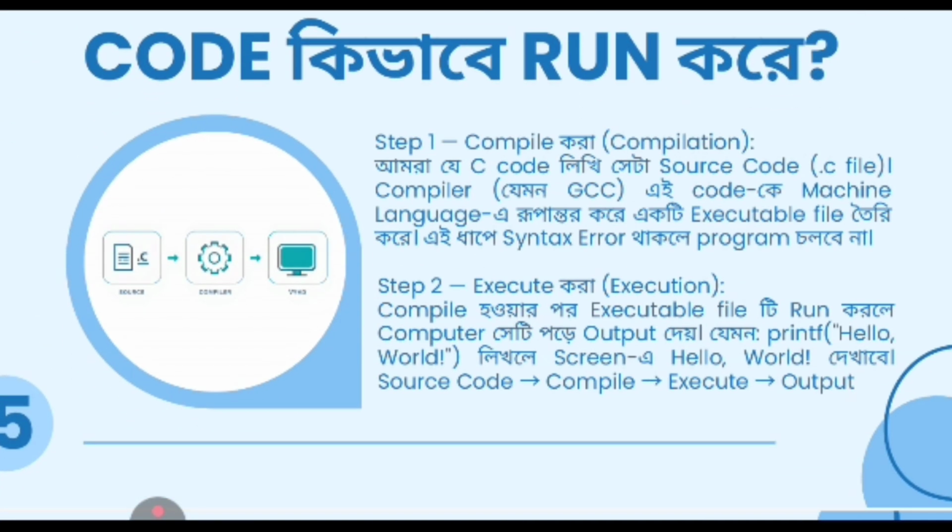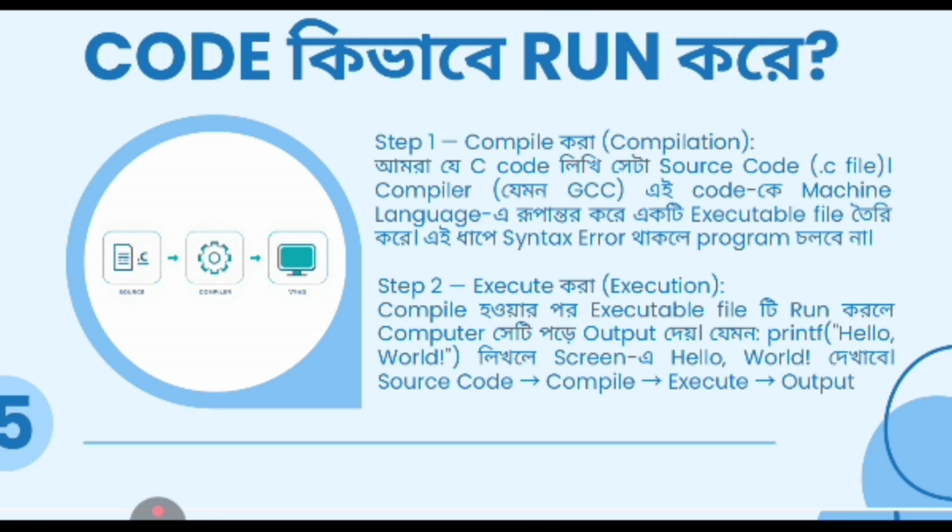Now, the big question: how does our C code actually run? It happens in two main steps. Step 1, compilation. The C code we write is called source code, saved as a .c file. A compiler like GCC translates this code into machine language and creates an executable file. Important: if there is any syntax error here, the program won't run.